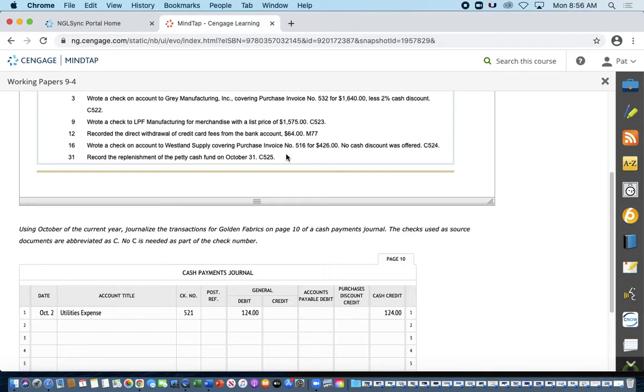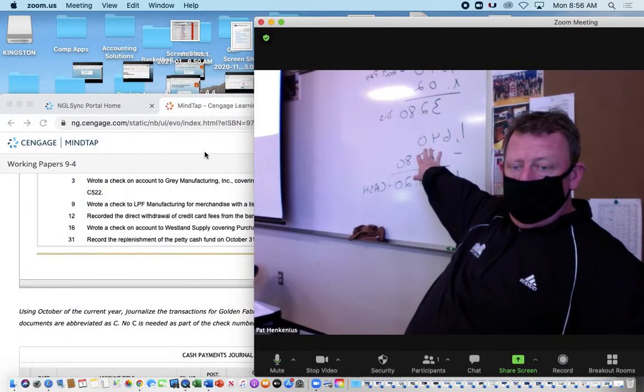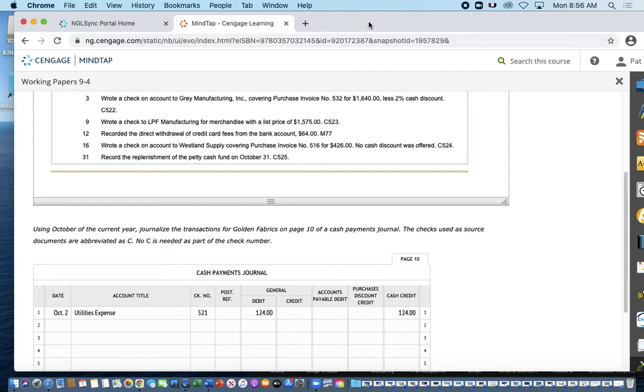And that would be the cash we're paying out, correct? Does doing that part, taking $1,640, multiplying by .02, okay, good. To get your discount, subtract the discount, that's your cash credit, and we're paying off the debit. Is that okay? This is to who? Gray Manufacturing. You might have to put comma Inc.